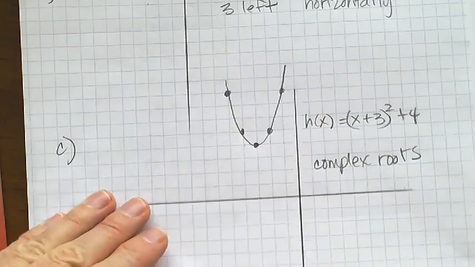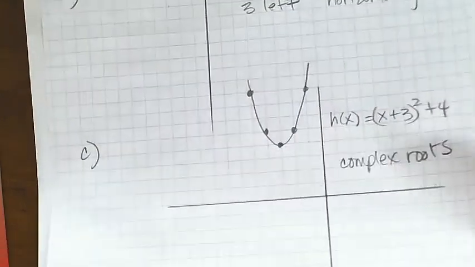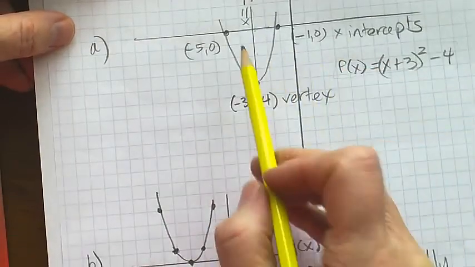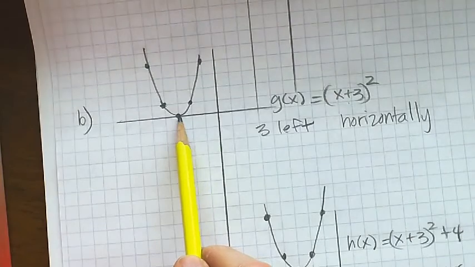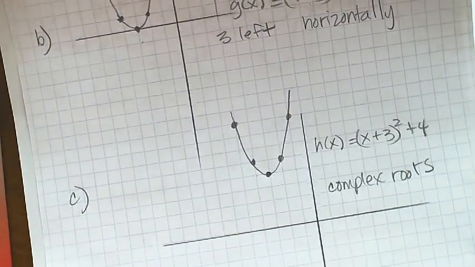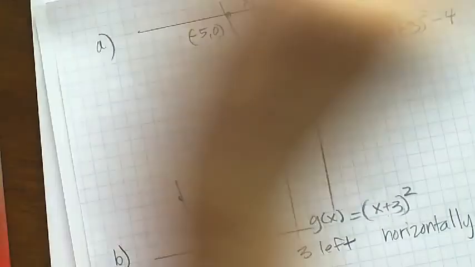So that's it for 5.128. It was to sketch these and look at the roots. Here you've got 2 real roots. Here you have 1 real root. And here you have no real roots. You only have complex roots. Okay.